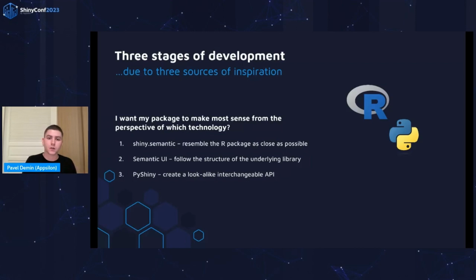Was it an R-Shiny developer who is transitioning to PyShiny? Is it a front-end developer who is familiar with Semantic UI and other front-end libraries, and they want to start doing Shiny? Or is it a Python developer who learned about PyShiny and now wants to build interactive apps using this library? These are all important questions, and they really affect how we want to structure the application to build the API itself.